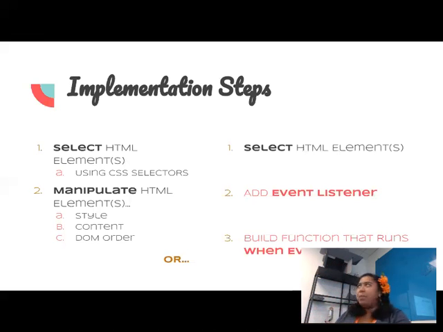Pretty straightforward, right? Alternatively, you might see more of a three-step process, where the first thing you do is make sure that you know what elements you're selecting. You create an event listener on that collection or that one element that you've selected, and then you're building a function that would run upon the trigger of that event that you set an event listener on.